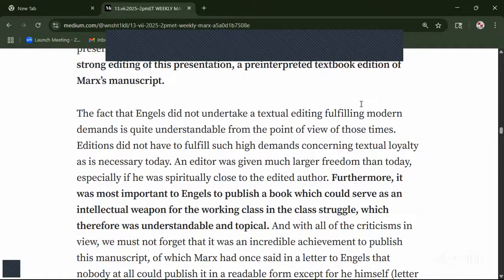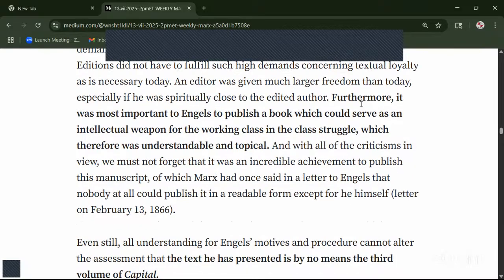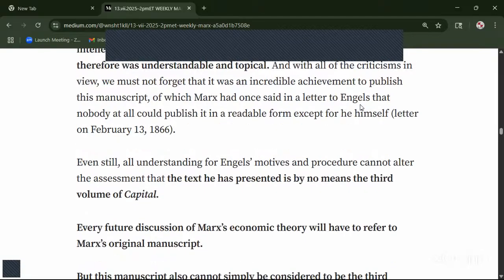And with all the criticisms in view, we must not forget that it was an incredible achievement to publish this manuscript, of which Marx had once said in a letter to Engels that nobody at all could publish it in a readable form except for himself. Even still, all understanding for Engels' motives and procedure cannot alter the assessment that the text he has presented is by no means the third volume of Capital.